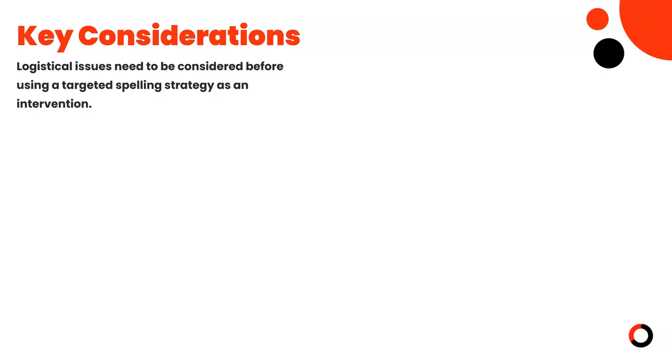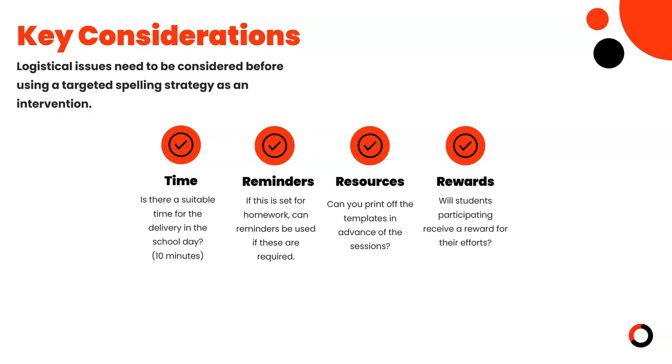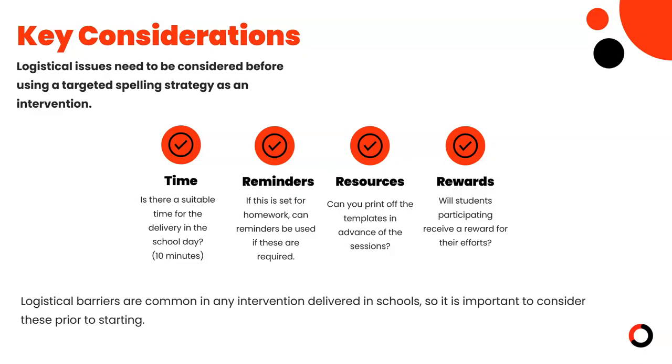So key considerations. Logistical issues need to be considered before using a targeted spelling strategy. Is there a suitable time of the day for the delivery? Reminders if it's set for homework. Resources, can you print off the templates in advance if you're using these? And then will you link this to any rewards? So logistical barriers are common in any intervention that's delivered in schools, so it's just important to consider these prior to starting.